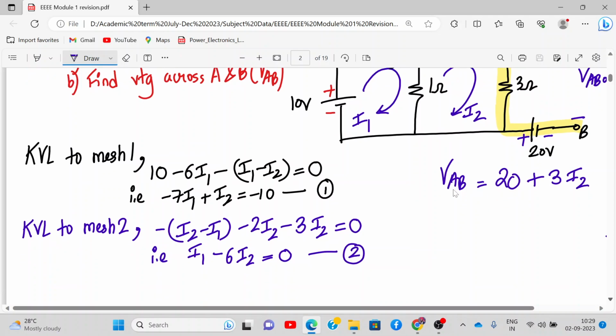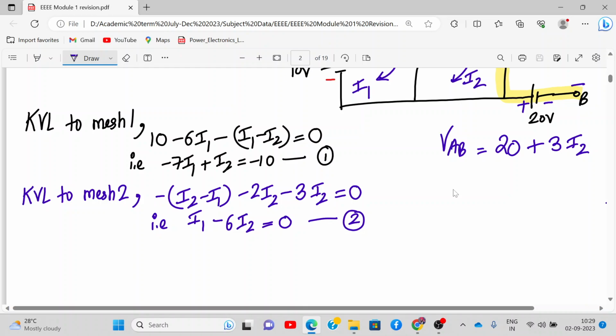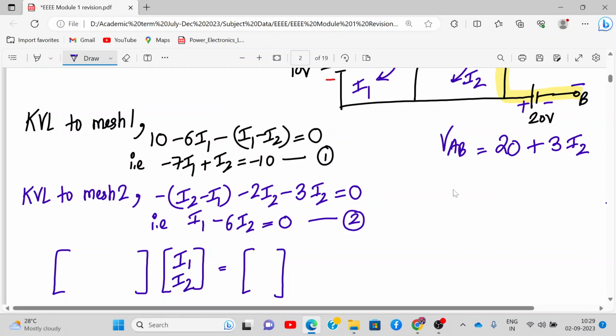Now I don't know which technique you have been following for mesh analysis, but this is how we do it. We write it in the form of a matrix. Are you also doing it in this form? We use the calculator only after this. But let's see how we write it. Here we write I1 and I2, so here we write the coefficients of I1 and I2. So here it is minus 7, I2 is 1, and here it is minus 10.